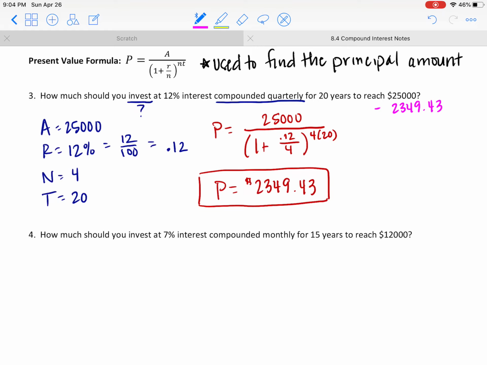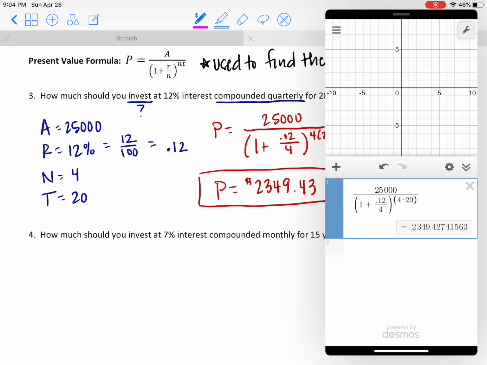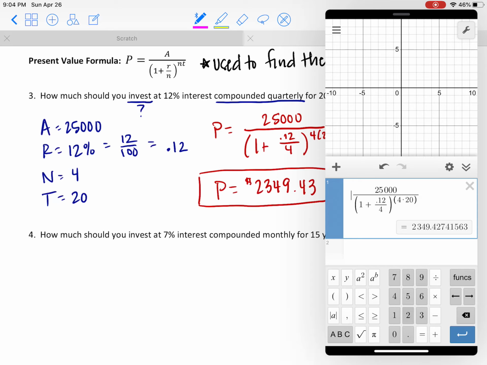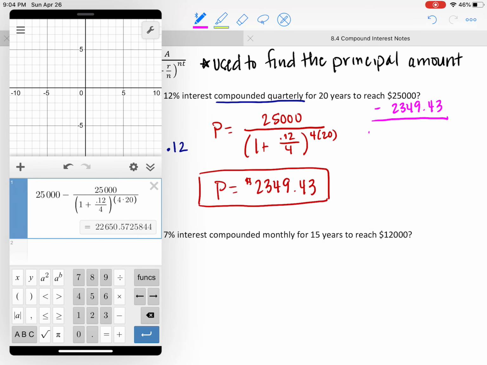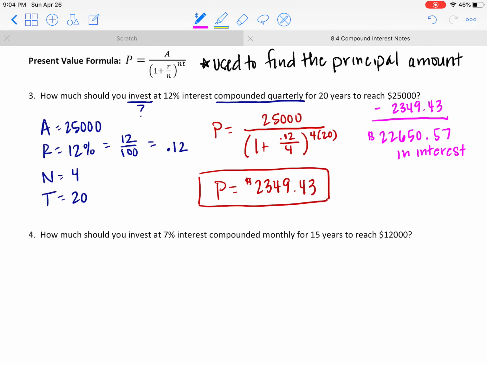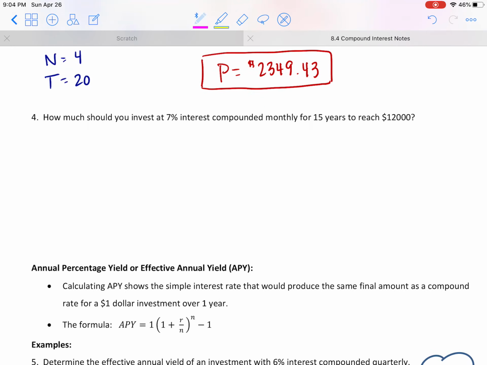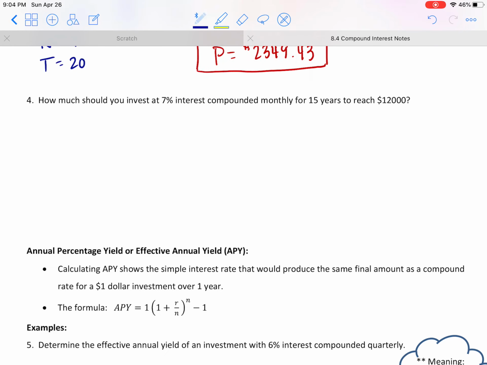So if that's the amount that you put in and you got to $25,000, the difference is going to show you how much interest you earned. So if we subtract $2,349.43 from the $25,000, let's put that in here. Oh, come on, cursor. 25,000. If I took that away, $22,650.57. That's $22,650.57 in interest, which is a lot of money in interest.